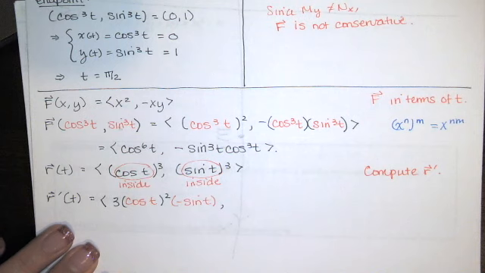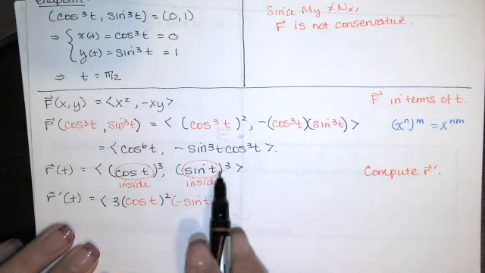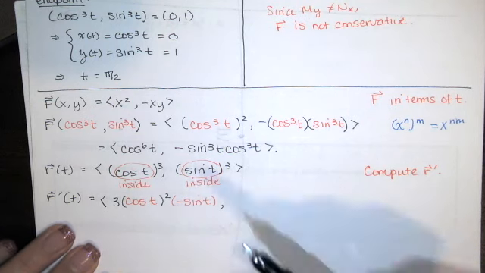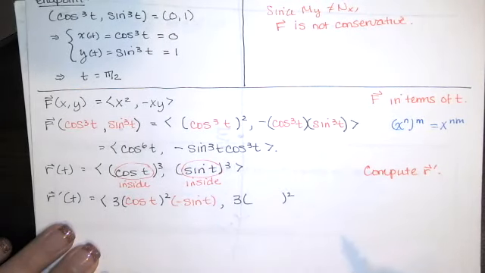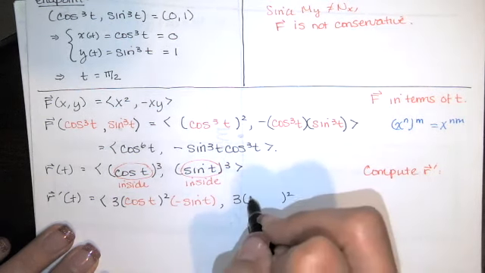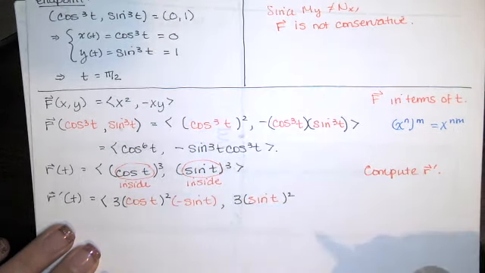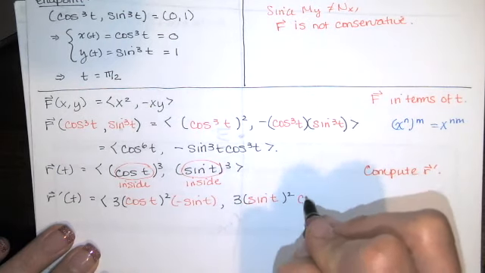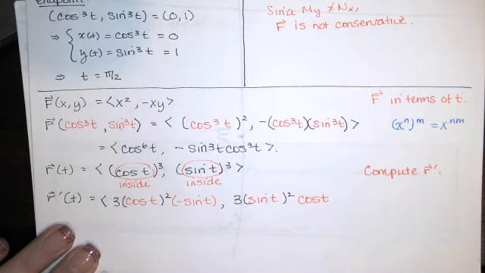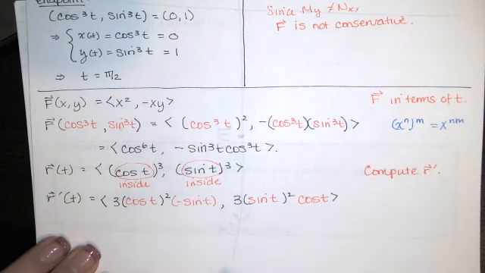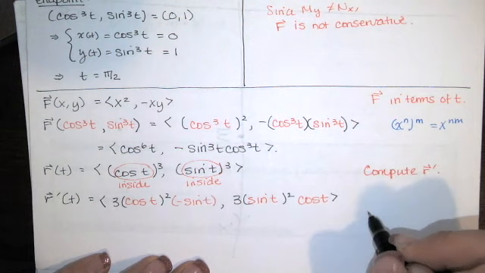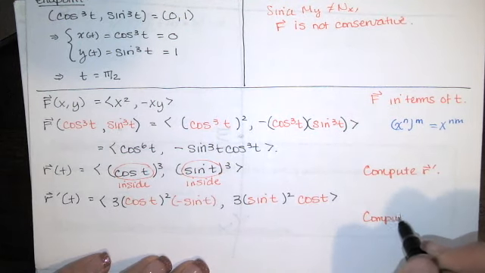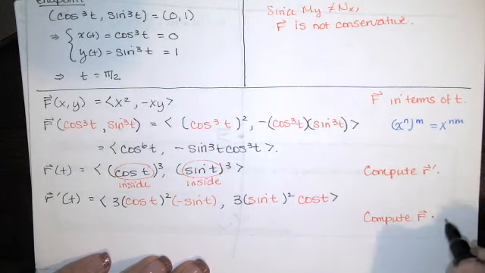The y component is actually very similar. I've got a function cubed. The derivative of a function cubed is, excuse me, 3 times that function squared. So we bring the power down, we multiply by the function to the 1 less power, put the inside function back inside, and multiply by the derivative of the inside. Okay, now we've got f and we've got r prime, and we want to compute the dot product of those two now. That'll be our integrand.